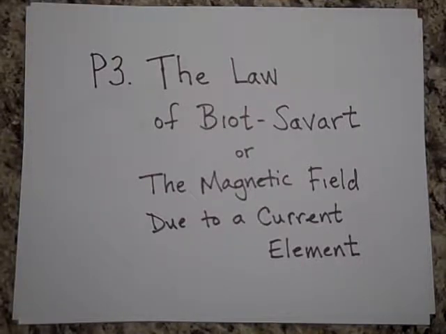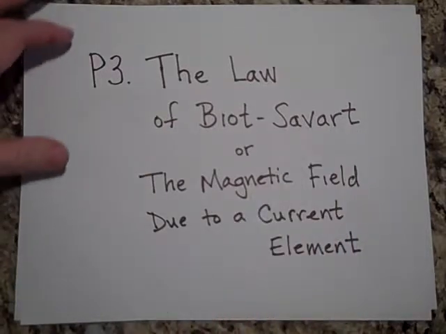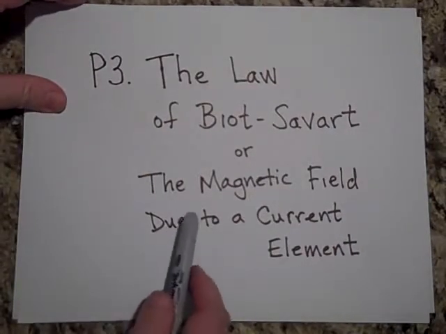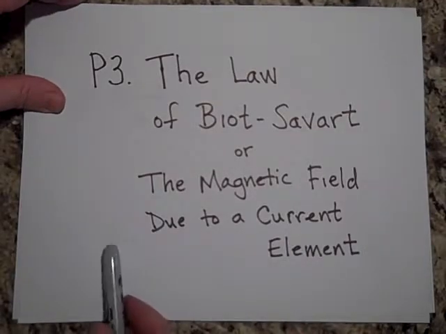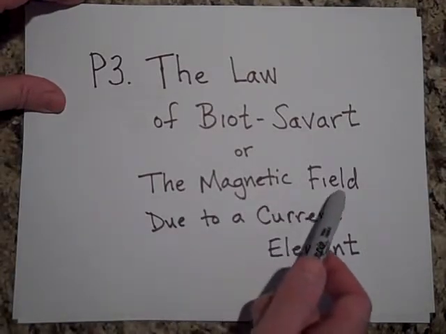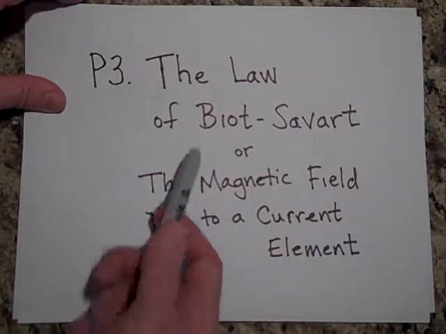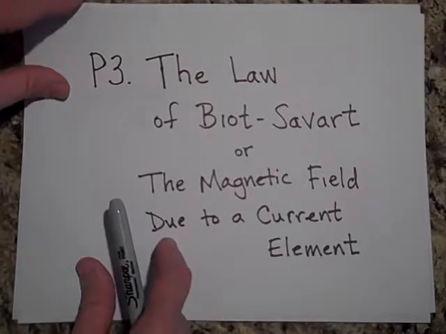Okay, now I'd like to tell you about the law of Biot-Savart. I don't think you pronounce the T actually. It's the law of Biot-Savart, or the magnetic field due to a current element. Calculating the magnetic field due to a current element, you would use the law of Biot-Savart.